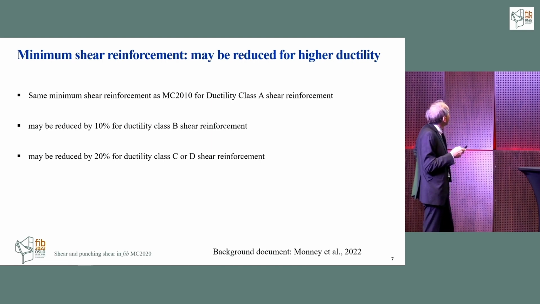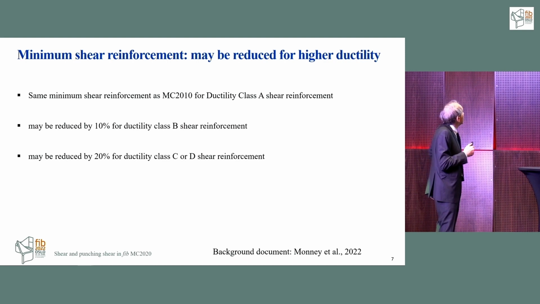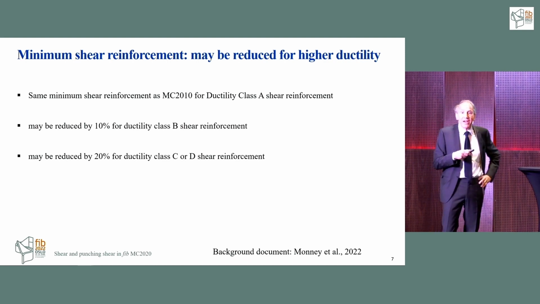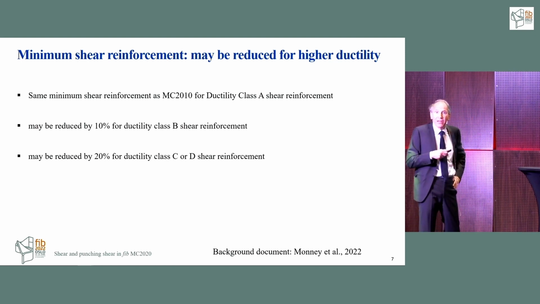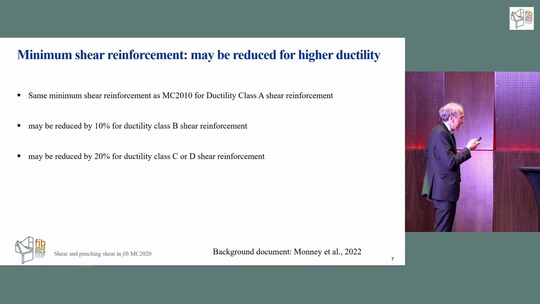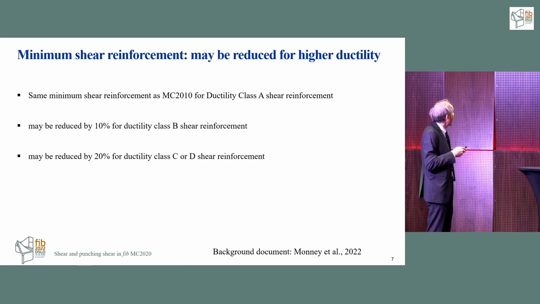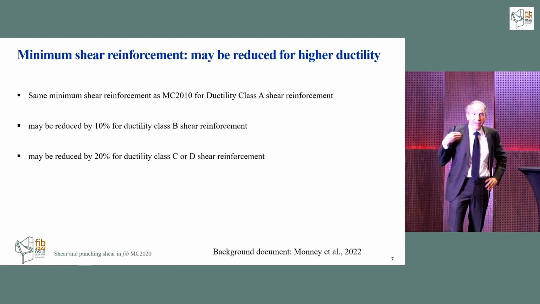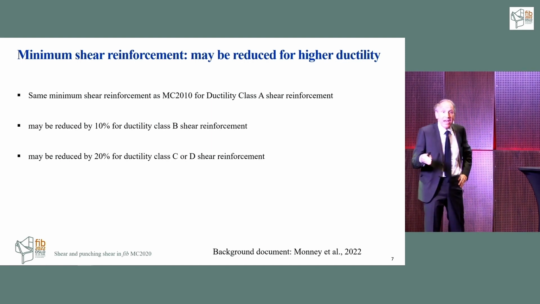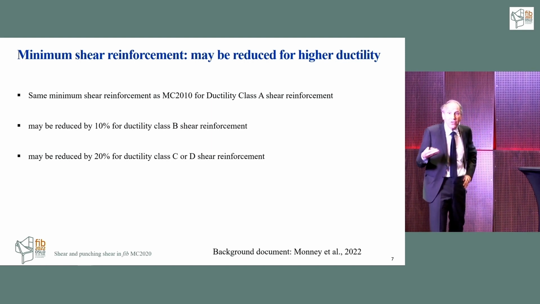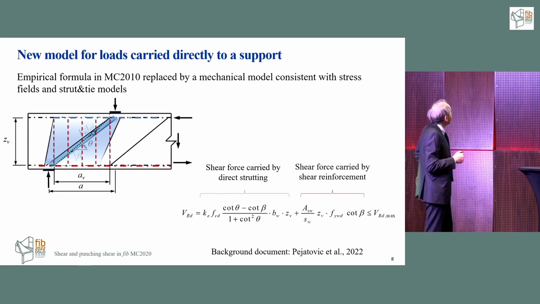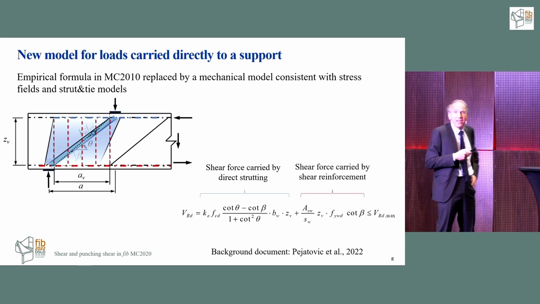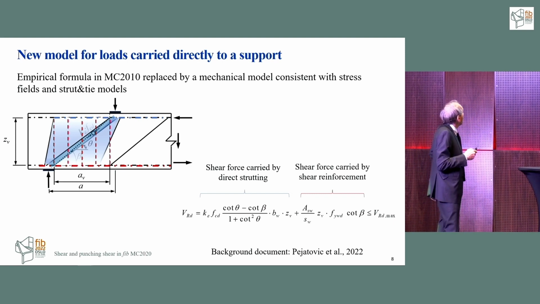More or less the same, we have seen that the minimum shear reinforcement can be expressed also as a function of the deformation capacity of the shear reinforcement. So what we have in the current Model Code 2010 is more or less valid for ductility class A. But if we have a reinforcement with a larger deformation capacity, then it is beneficial, which means that we can slightly reduce the minimum shear reinforcement. I think that this is a good improvement of the model.